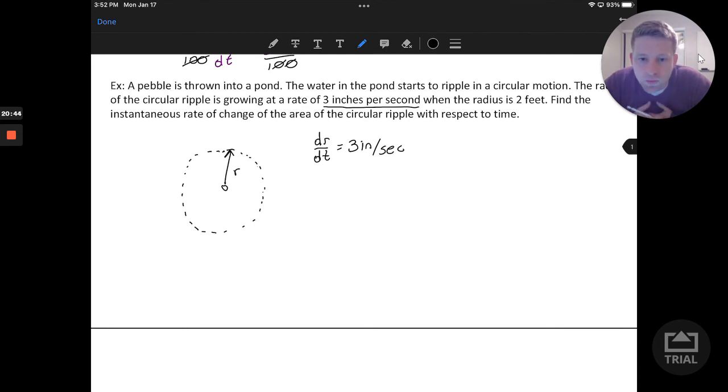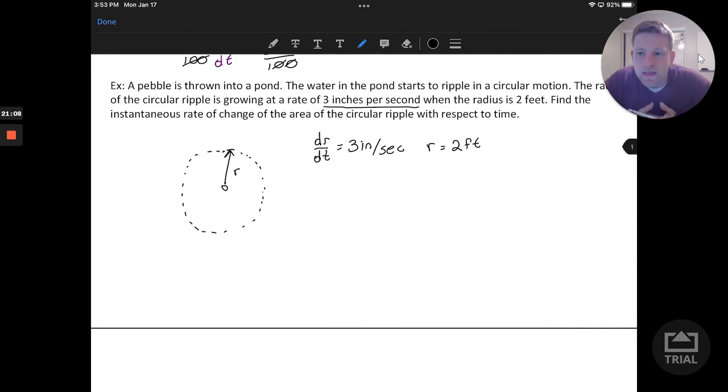Again, this is the rate when the radius is currently 2 feet. So r currently is fixed at 2 feet. Now, I want to make a quick point about our units here. Notice that the rate of change is in inches per second, and the actual length of the radius of this ripple is measured in feet.